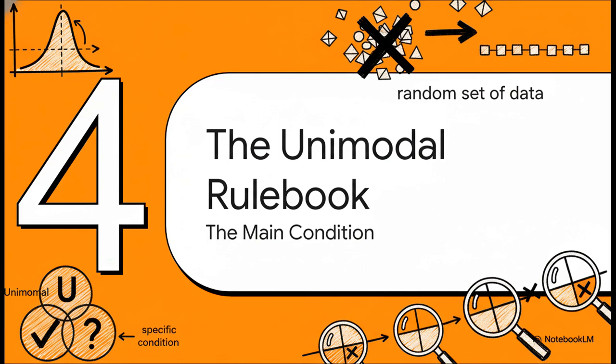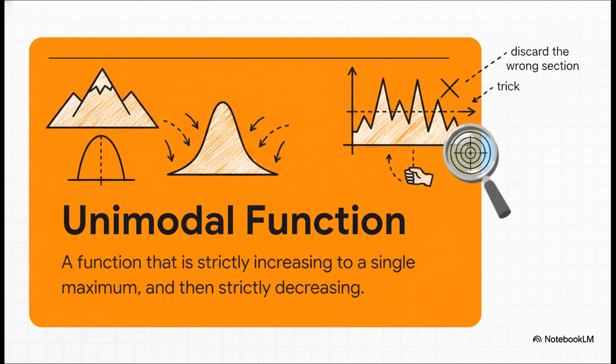Okay, so this all sounds amazing, right? But there is one really important rule here. A catch, if you will. You can't just throw this algorithm at any random set of data and expect it to work. The function has to be what we call unimodal. All that really means is that it only has one peak. Just one. Think of a single perfect hill. It goes strictly up, hits its maximum, and then strictly goes down. If you have a crazy mountain range with lots of different peaks and valleys, the algorithm can get confused. It might see a small local slope going down and mistakenly throw away the whole section that contains the true highest peak.